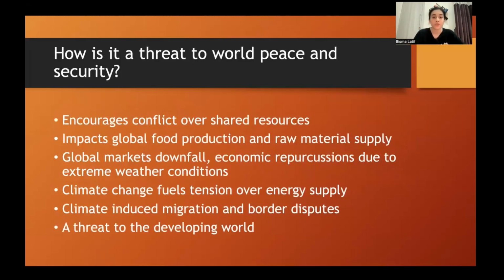Now, how is it a threat to world peace and security? Why is world peace and security threatened because of climate change? Climate change encourages conflict over shared resources. A very simple and typical example of this is the Indus River. Indus River is a shared commodity. As you all know, China, Pakistan, and India are using this water resource for all purposes, especially for energy generation.